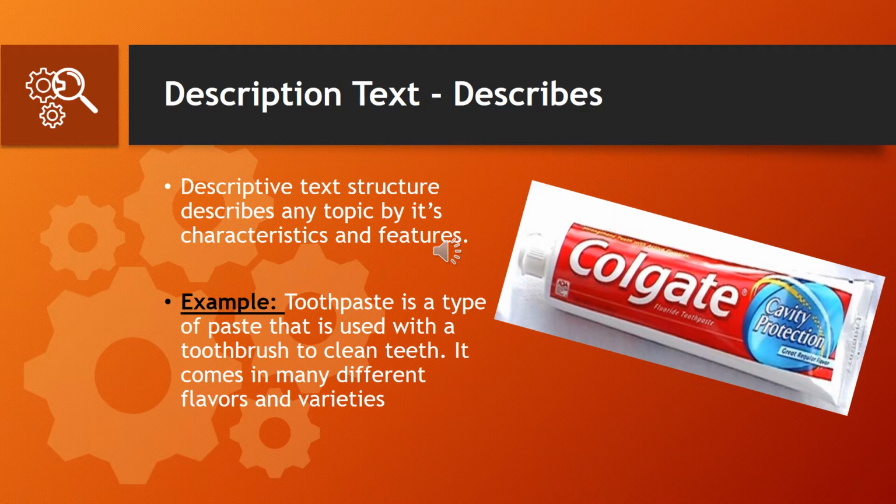So let's use an example. Toothpaste is a type of paste that is used with a toothbrush to clean teeth. It comes in many different flavors and varieties. In the descriptive text, the author is trying to describe toothpaste.